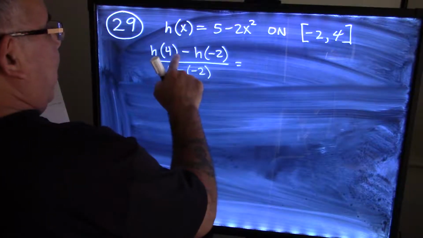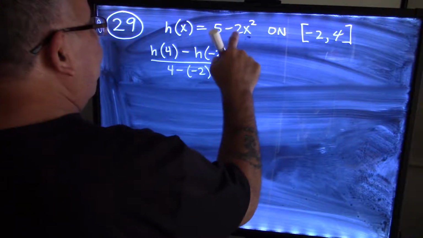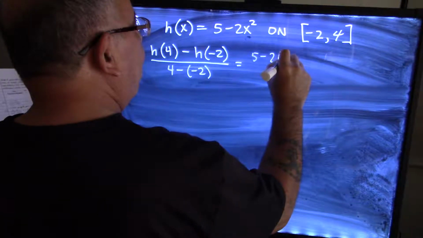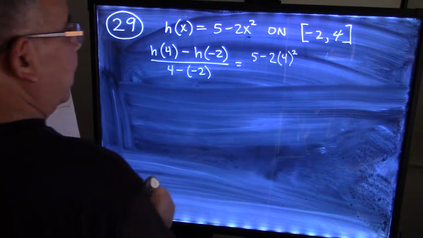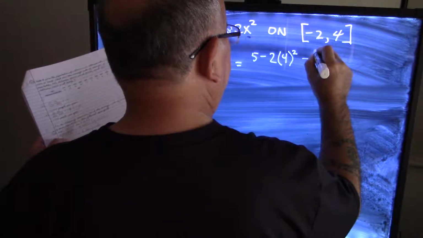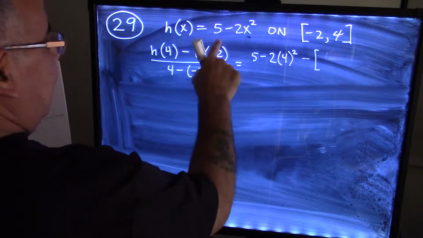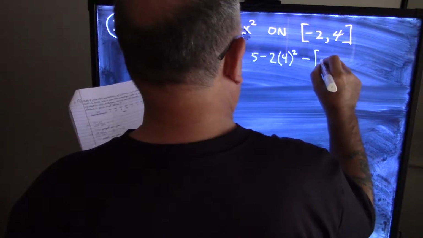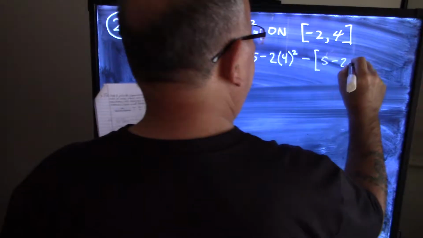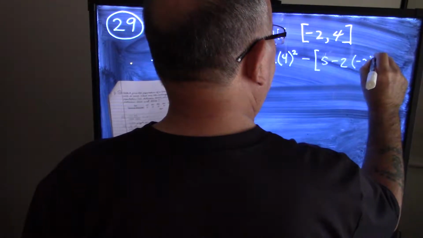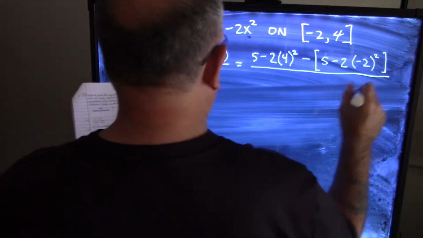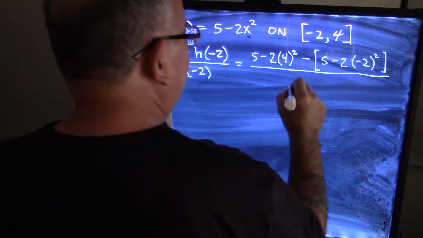So plug in 4 in h of x right there. So you're going to have 5 minus 2 times the number 4 squared. So there's h of 4. And then subtract h of negative 2 from that. Put that in brackets because you want to subtract both of these terms here. So we've got 5 minus 2, and x would be negative 2 here. Square that. All over, minus a minus is plus, so 4 plus 2 is 6.